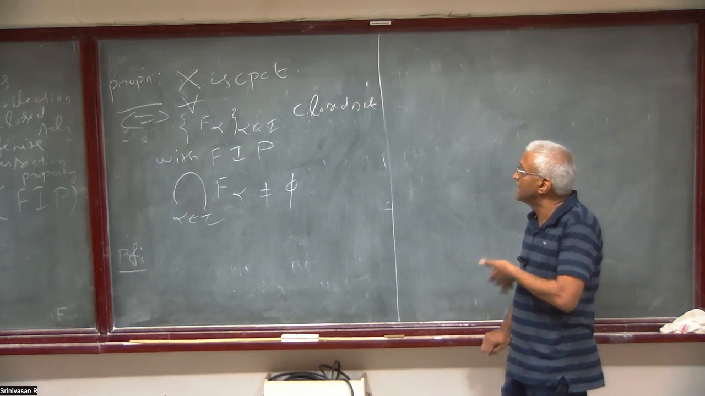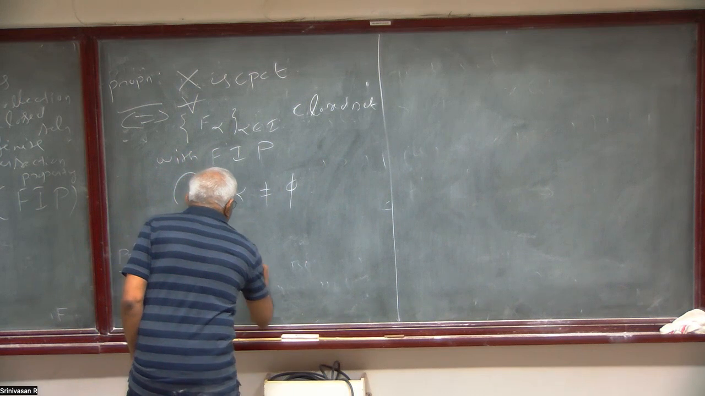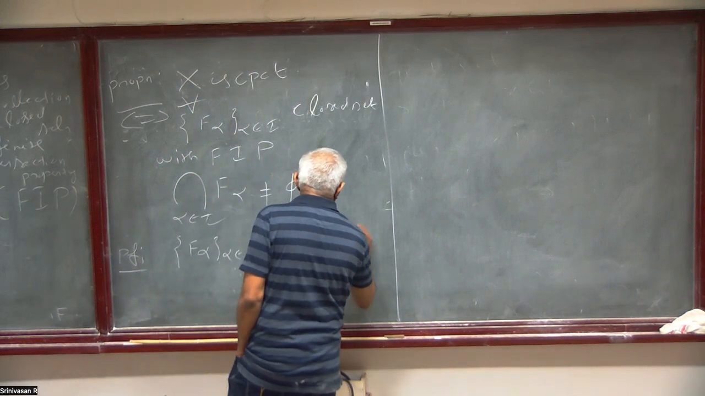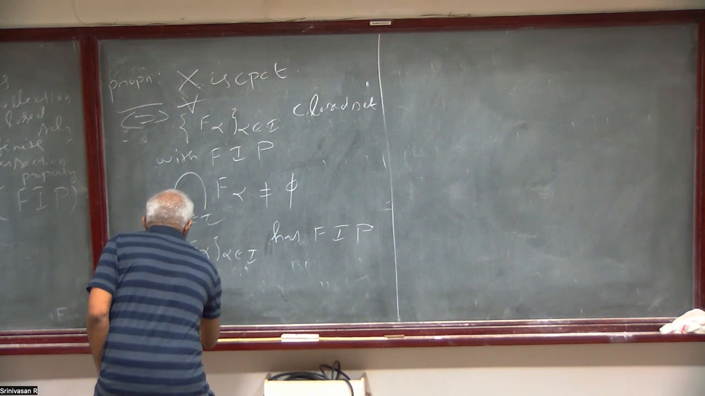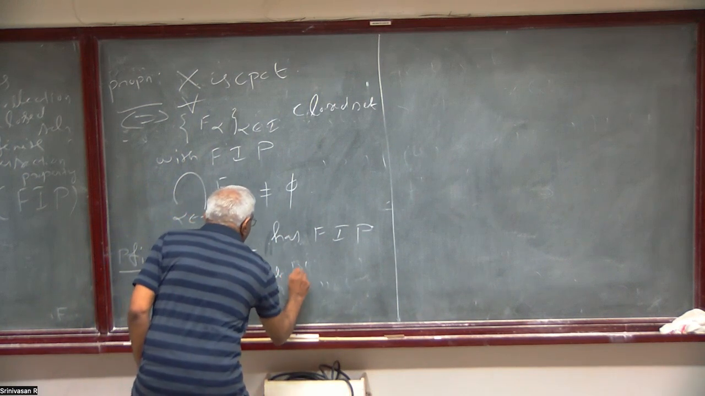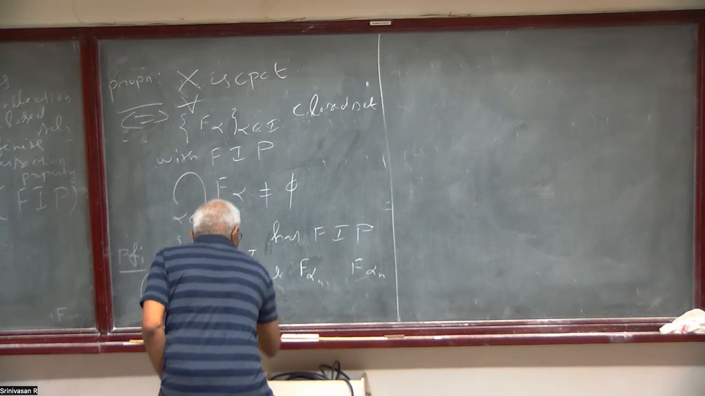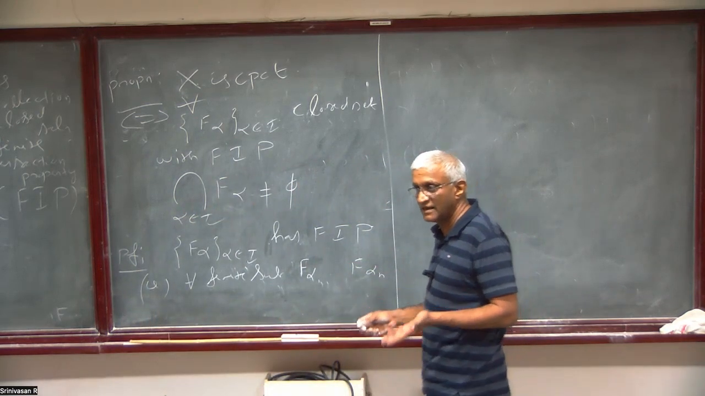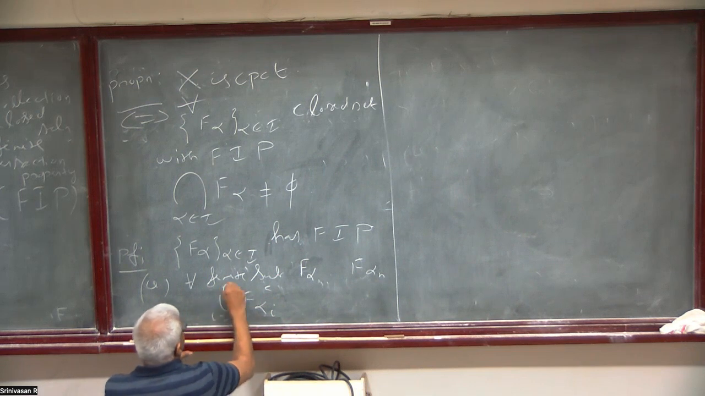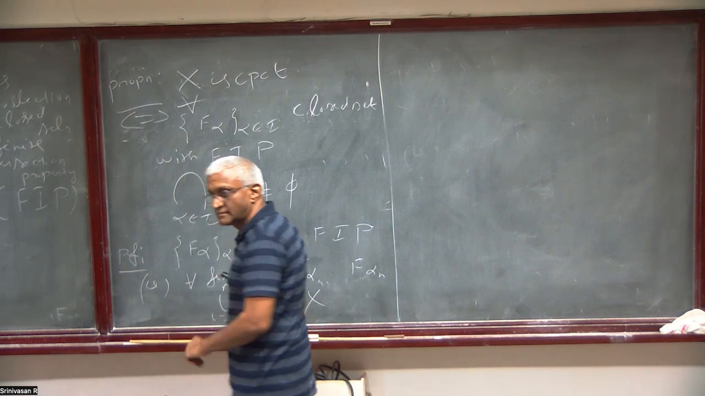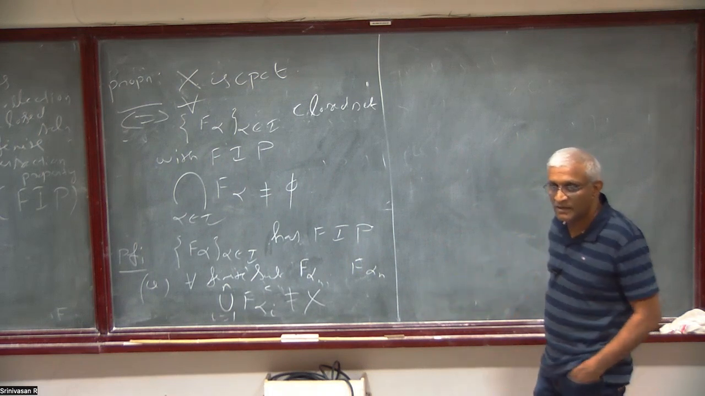X is compact, then we have to prove that every F alpha, I assume it's a closed family, has FIP, satisfies finite intersection property. That means for all finite subcollections F alpha 1 up to F alpha n, the intersection of all these is non-empty, which is equivalent to saying the union of the complements, F alpha i complement, i equal to 1 to n, is not equal to X. Intersection is non-empty, union of the complements is not the whole set. You just take complements everywhere, De Morgan's law.